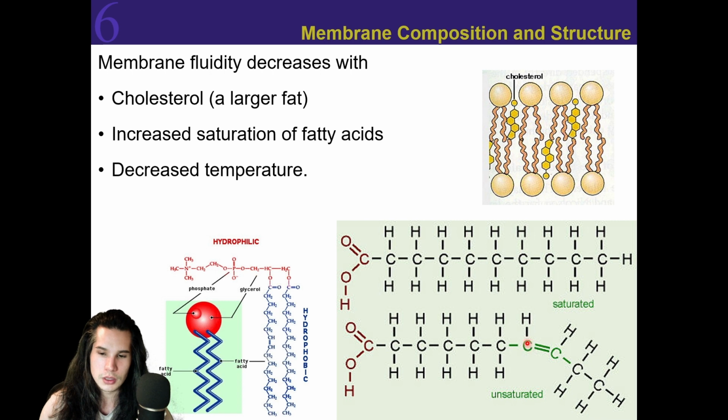What does it yield? It's actually yielding one of those bonds that would otherwise be with a hydrogen, so it's less saturated with hydrogens. These unsaturated fats tend to be a lot more flexible, jiggly, and if you have those embedded into your membrane, you're going to have a more fluid membrane. However, when you have more saturated fats embedded in your phospholipid bilayer, it's going to be a little bit more rigid. And then lastly, your fluidity is going to also decrease with decreased temperature.